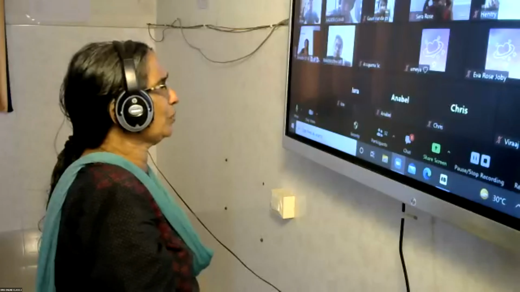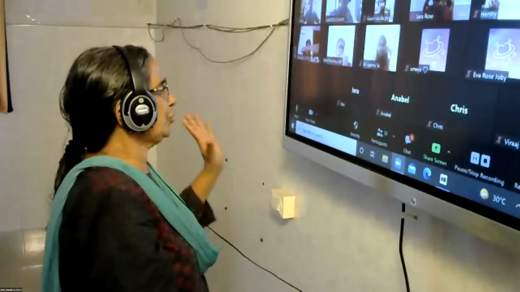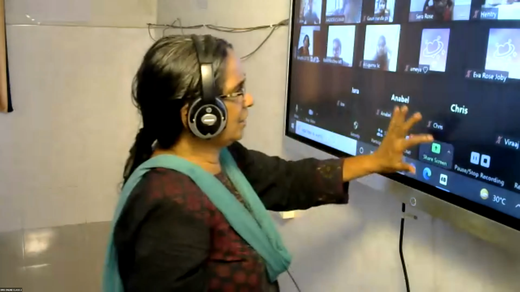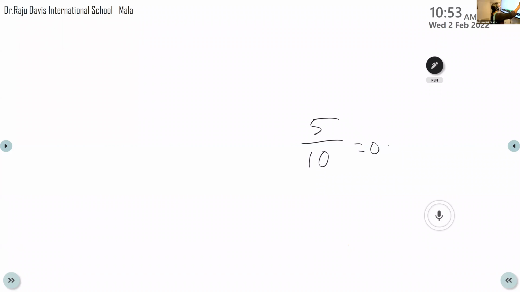Five by ten. You are dividing with the 10. Others, please keep quiet. 5/10. So you should remove one decimal from right to left. That means you can write it as 0.5. No need of dividing. 5/10, you will get 0.5. If you are dividing, that one you will go for higher classes, I told you. So only you should write, only division with the tens, hundreds and thousands.